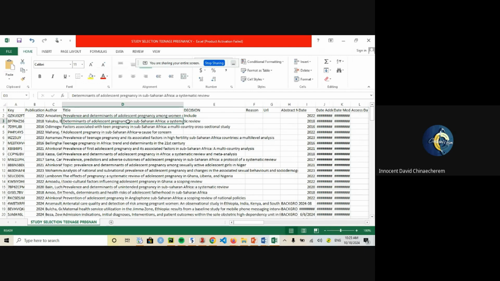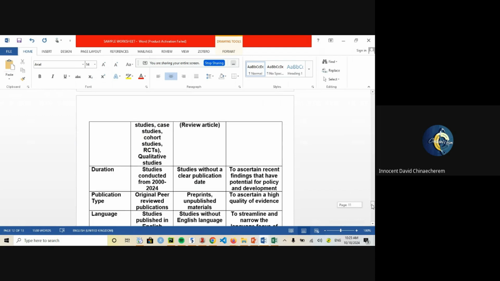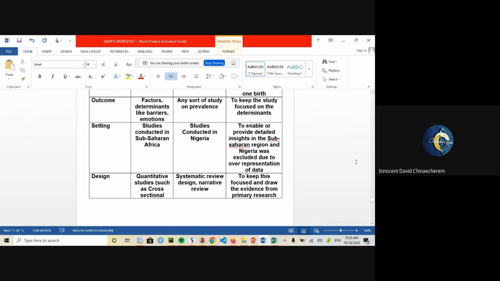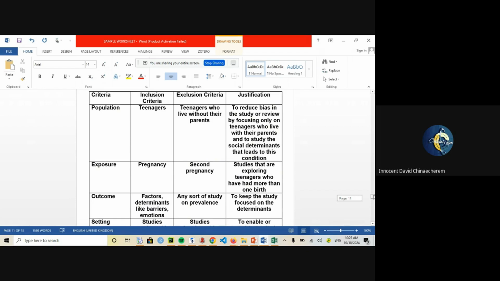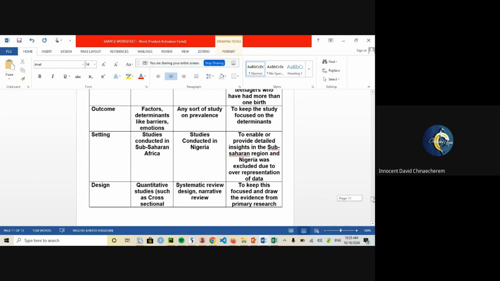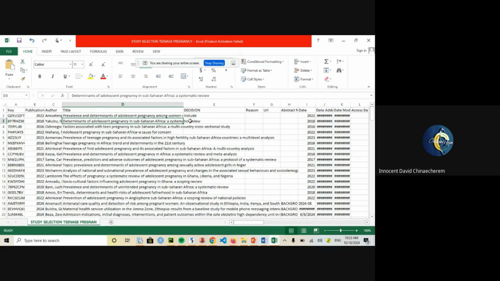Now, when I go to my second title, this is determinants of adolescent pregnancy in sub-Saharan Africa, a systematic review. Now, remember when we return back to our inclusion and exclusion criteria, we made it clear that we are not going to include review articles in our design. We said that we're going to exclude them. Remember, this is what we said in our exclusion criteria. So that means, since systematic reviews are not going to be pertinent for me, I'm going to come here and make my decision to exclude. So I move on to the next.